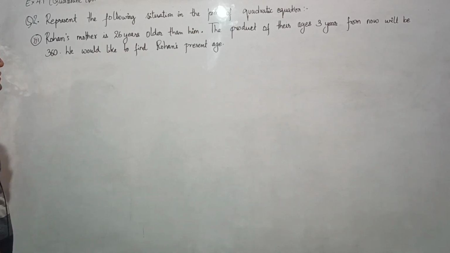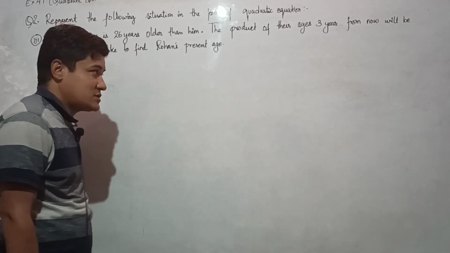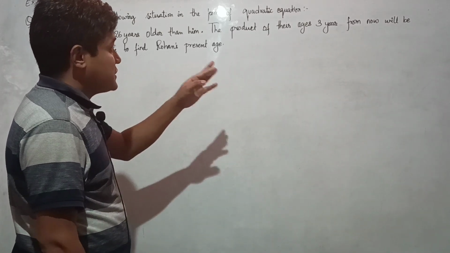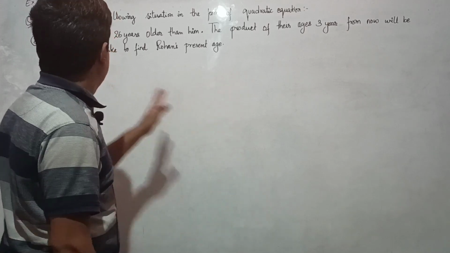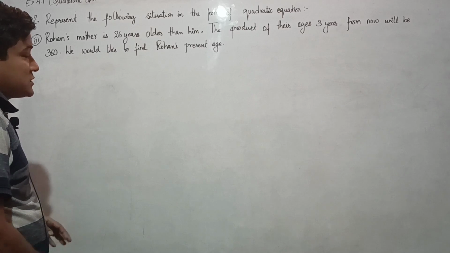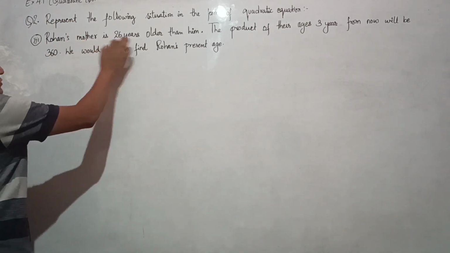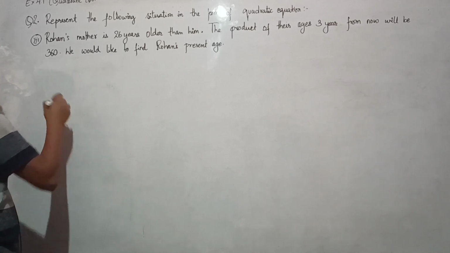क्वेसन नम्बर 3, Rohan's mother is 26 years older than him. ऊ जति छ त्योभन्दा 26 years later. The product of their ages 3 years from now will be 360. So we would like to find Rohan's present age. Rohan present age निकाल्नु भन्दैछ. So mother's age चाहिँ रोहन माथि डिपेन्ड छ, 26 years older भन्दैछ.